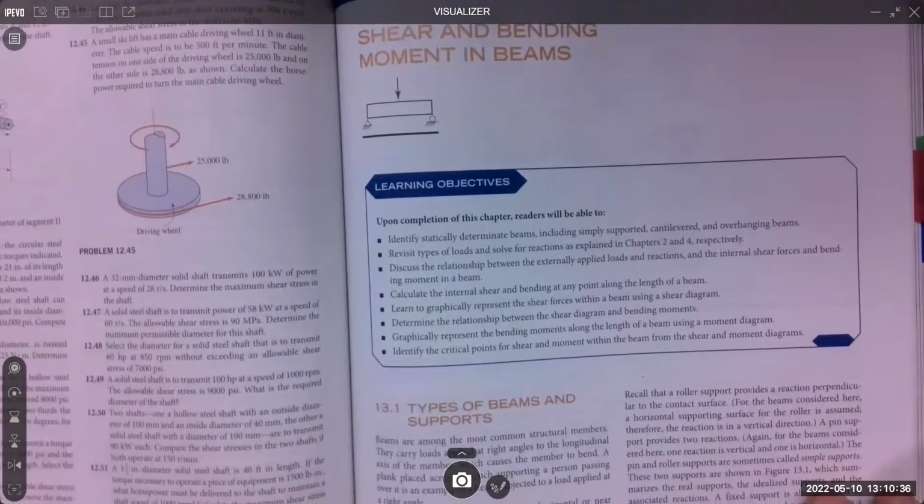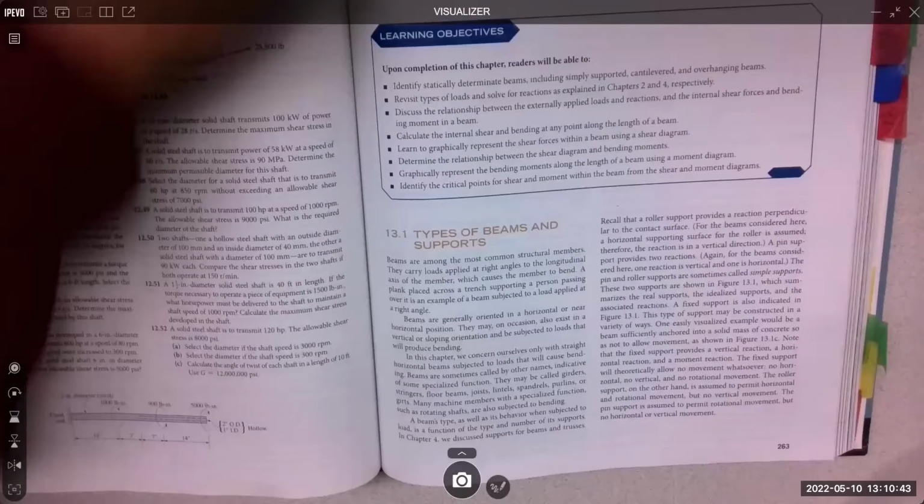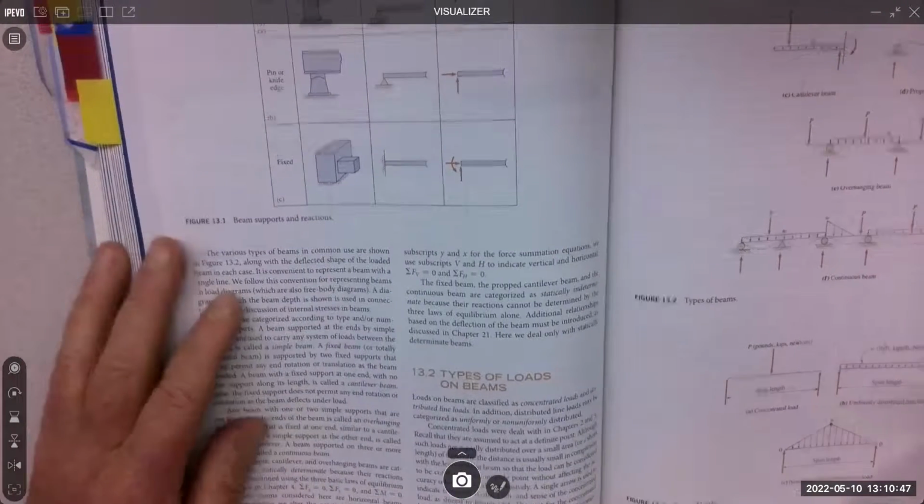Off into chapter 13. So it starts with some statics. I guess you'll just have to be honest with me. It's not a lot of statics, but they do start with types of supports and reactions, that kind of stuff.